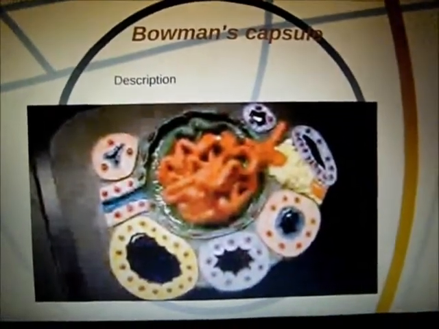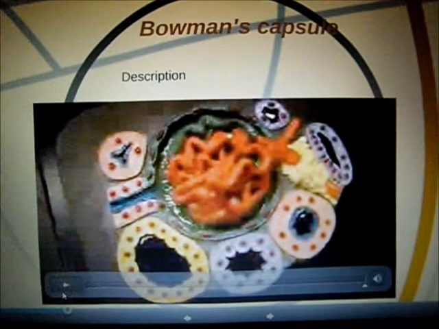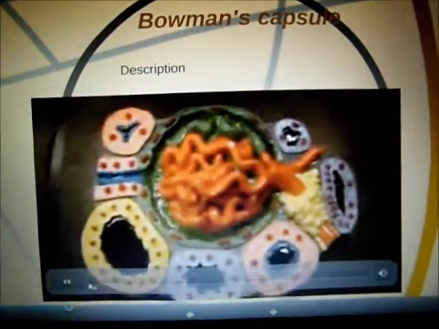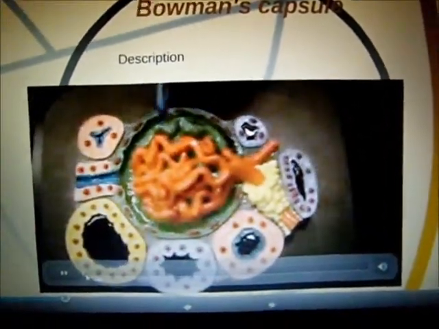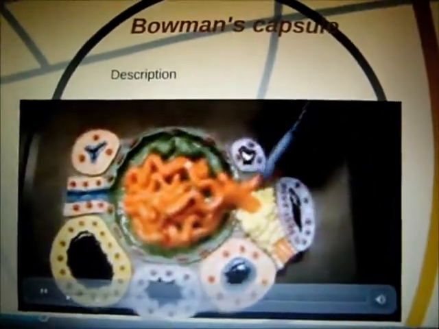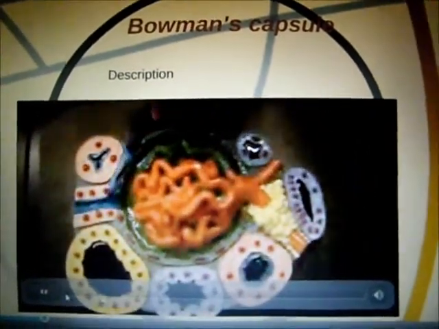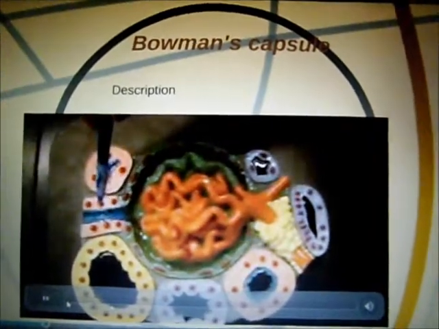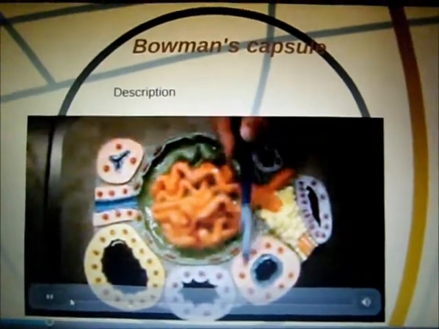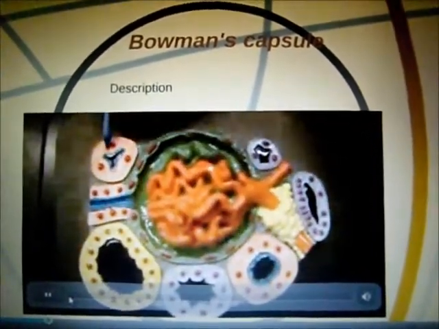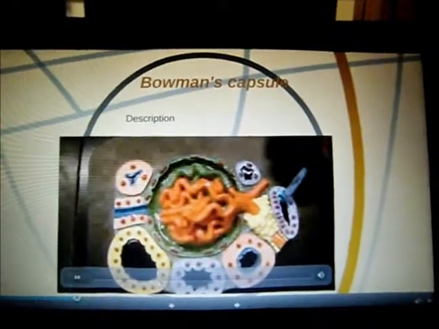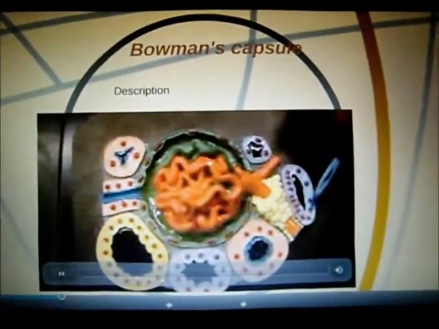Bowman's capsule description. We can see a video. We're looking at the Bowman's capsule. This is the glomerulus inside of it. As we're looking at it, we see there are blood vessels or arterioles on one end. So we know that the opposite end is going to be the proximal convoluted tubule, and that is in pink. So the rest of the cross sections that are in pink are portions of the proximal convoluted tubule. We go back to the end where the arterioles are, and next to it is a cross-section of the distal convoluted tubule.